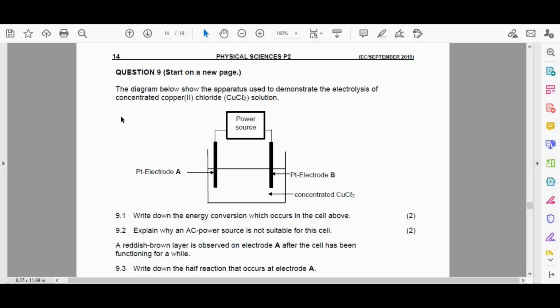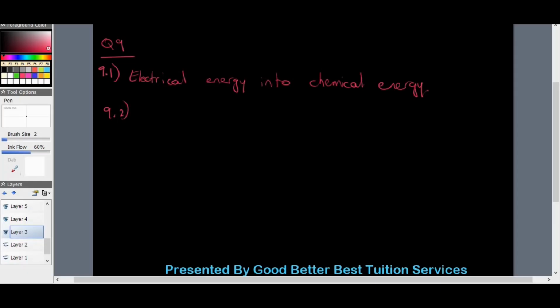Explain why an AC power source is not suitable for this cell. The reason is that this is a DC cell, because it's not AC. At the moment this power source is DC. This DC ensures polarity of electrodes.